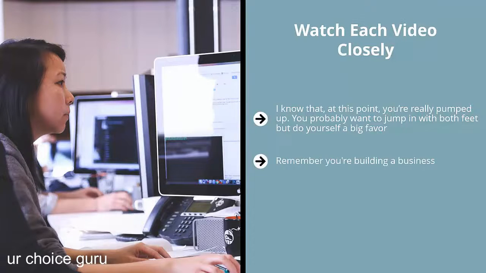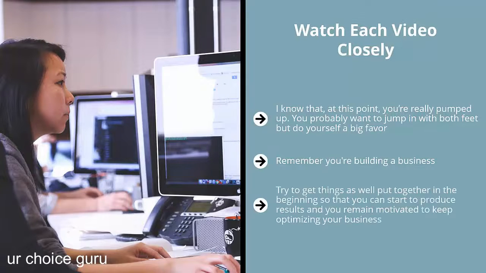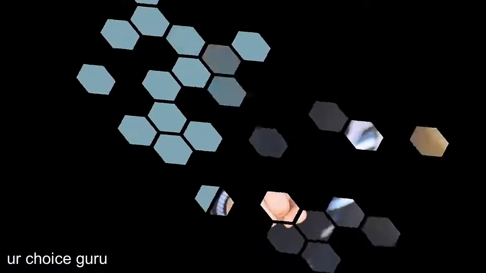Remember, you're building a business. This means that you have to set things up right the first time around and then you optimize. You can't do things in a half-baked way. You can't just build it and then backtrack. Try to get things as well put together in the beginning so that you can start to produce results and you remain motivated to keep optimizing your business.